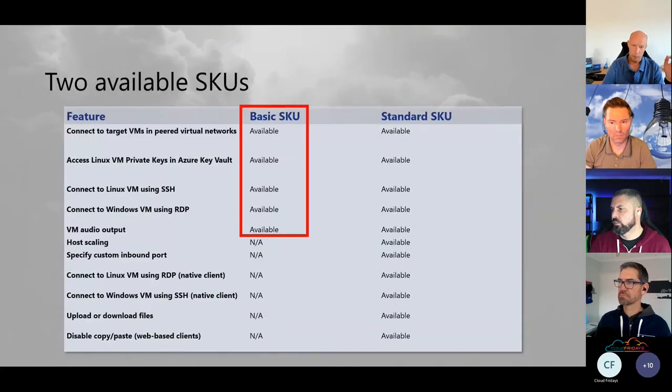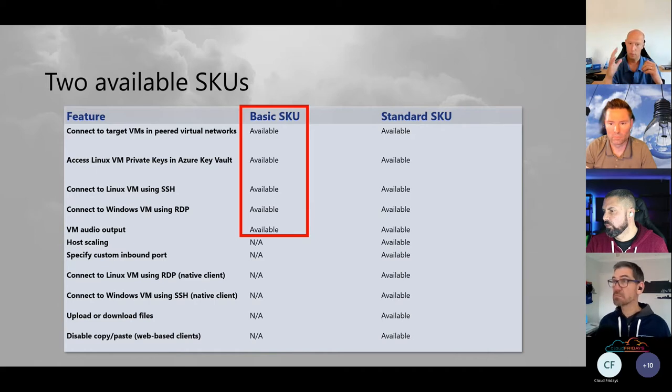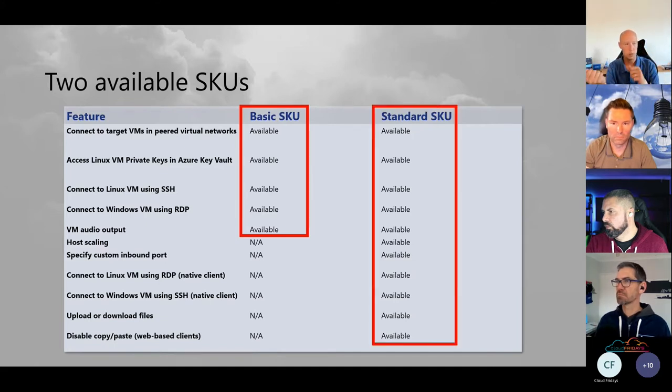At the beginning, there was only the basic SKU for Azure Bastion, which already has quite some features, which is great for most of the use cases, where you can simply connect to your virtual machines, both Windows and Linux. So using RDP and SSH, it has audio, it has the clipboard redirection. So for most of the basic things, you can just use the basic SKU. If you want to use more advanced features, then you have to go to the standard SKU, where you can indeed scale out your Azure Bastion hosts.